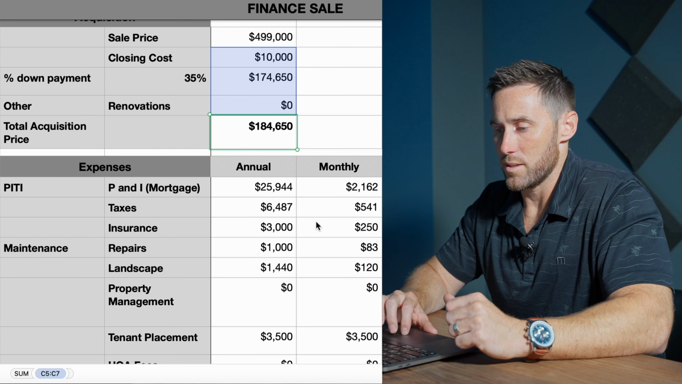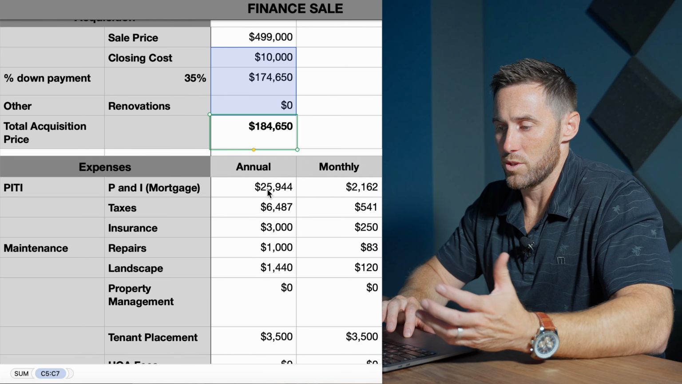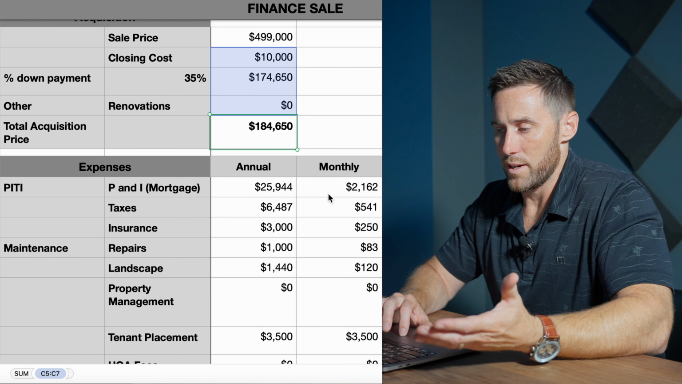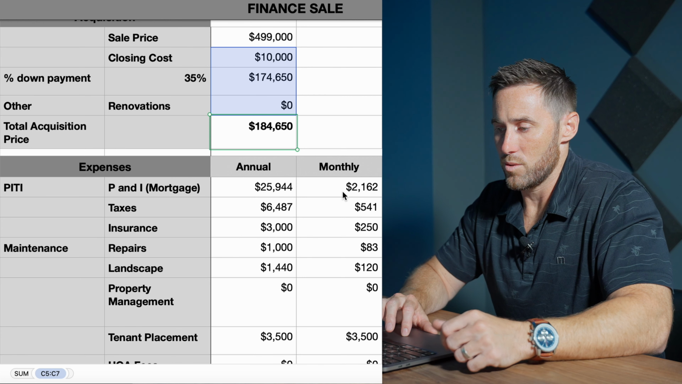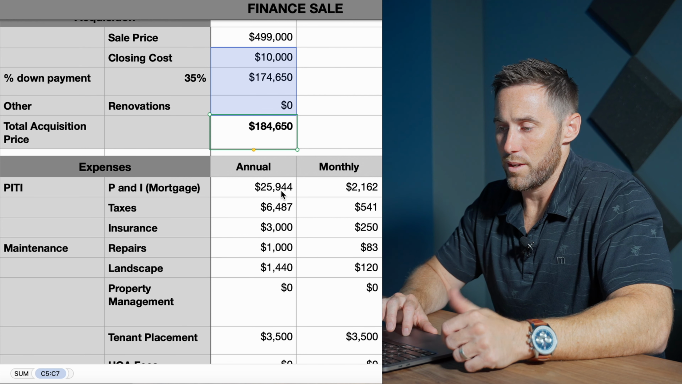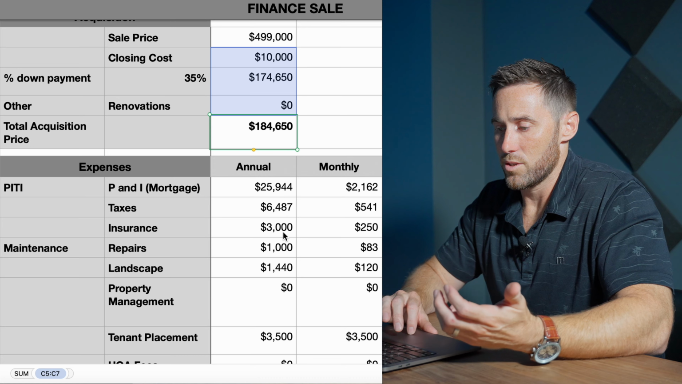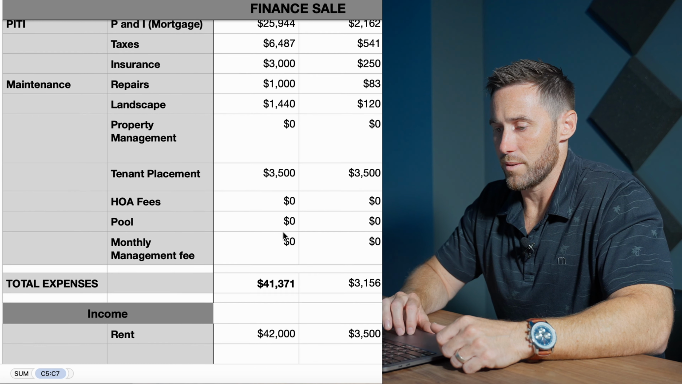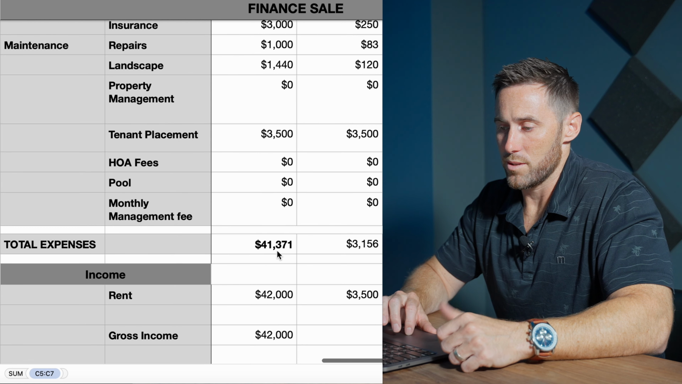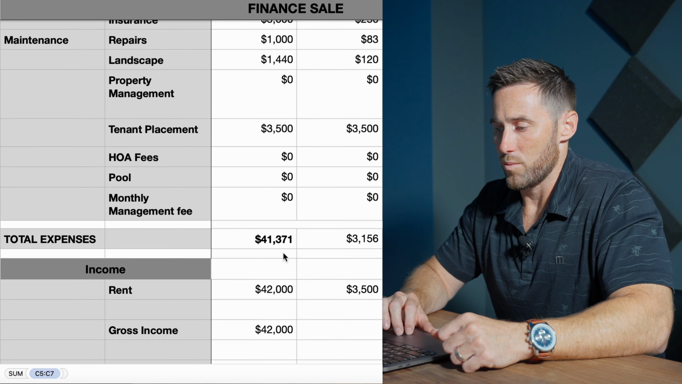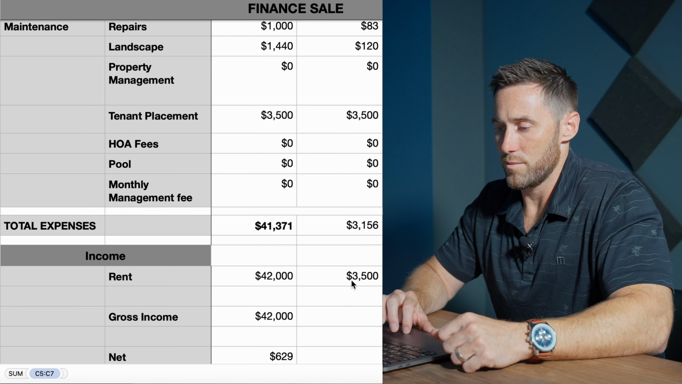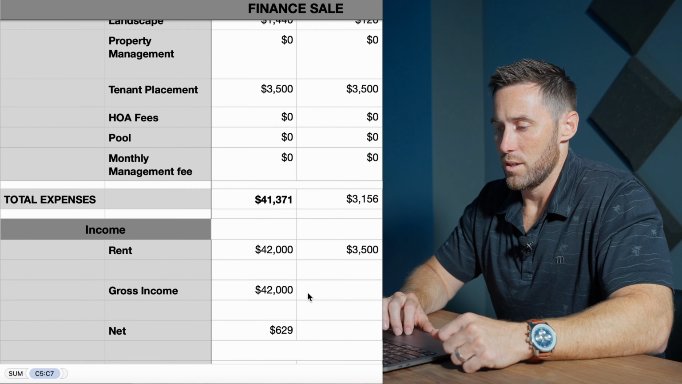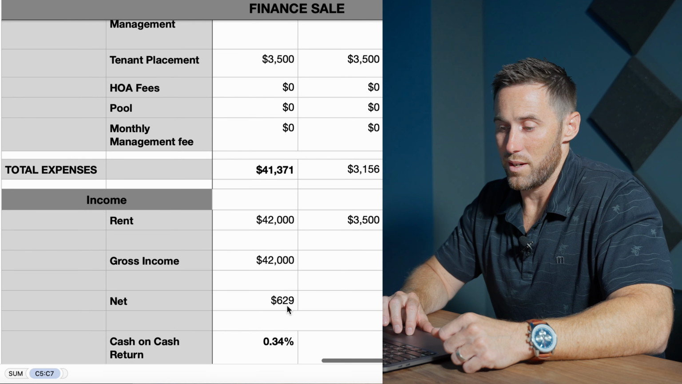Now let's look at expenses. Basically, the same things that we had before, but we're adding in the principal and the interest, which is your mortgage. I used a financial calculator to calculate this. It's $2,162 monthly. For the year, it comes out to $25,000. So it obviously adds a lot to your expenses for the year. So expenses are $41,371. With rent, the exact same as the other house, $42,000 for the year. You have your net of $629.